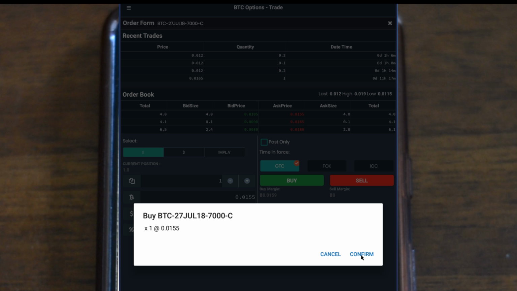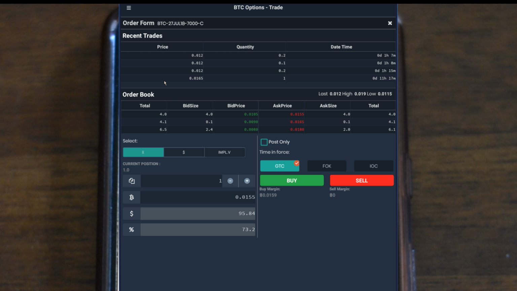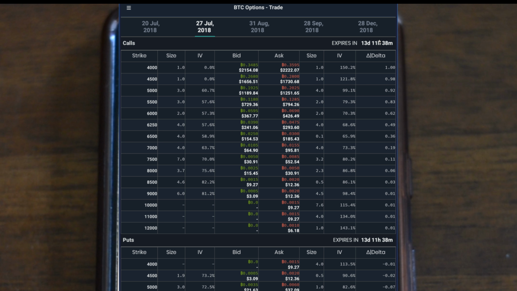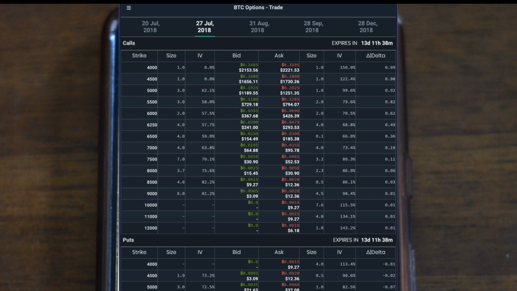To calculate the break-even price for my call option, I would simply add the ask to the strike price. So, if on the 27th of July the Bitcoin price is higher than $7,000 plus the ask price which I paid to buy the contract, then any difference above that is pure profit. And for options there is no maker fee rebate at this time. The fees are 0.04% for maker or taker regardless.